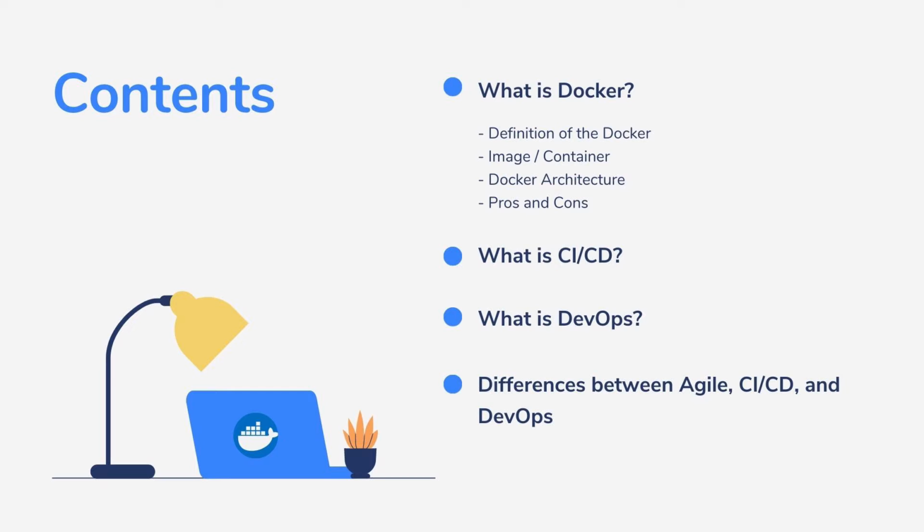Through this video, we're going to learn what Docker is and the definition of Docker. And also we're going to look over the meaning of the image and container, Docker architecture, and pros and cons. The second context is what CI and CD are, what DevOps is, and the difference between Agile, CI/CD, and DevOps.